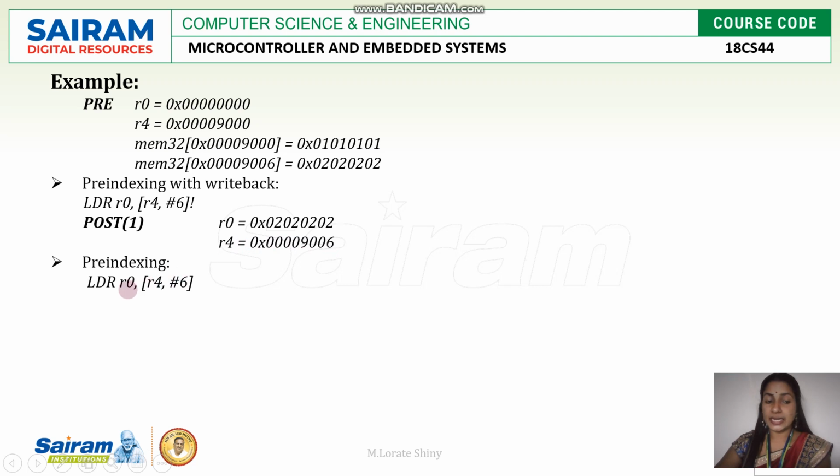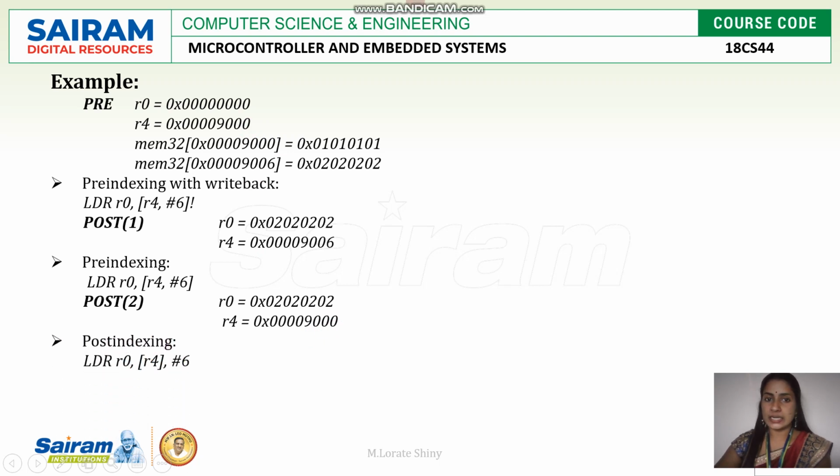Second instruction, second addressing mode, pre-index. Only pre-index, write back is not there. So again we have to find the memory. Memory is R4 plus 6, same 9006. In 9006 the content is 02020202. That will be moved to the R0 register. So in the post, R0 is equal to 02020202 only. Do we have to update R4 or not? We should not update because there is no write back. So R4 will remain the same. The old value 9000 will remain here, so 9000 is the address here.